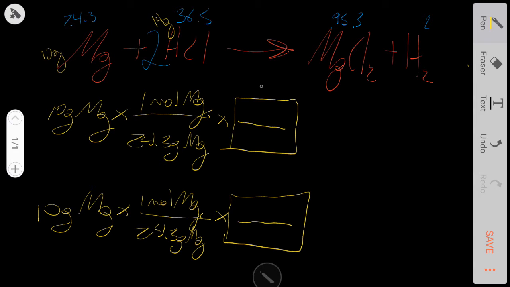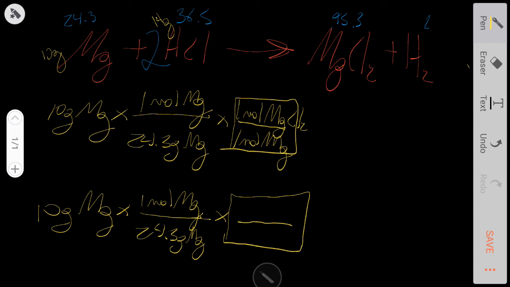So on the top one, I'm solving for magnesium chloride. To get to magnesium chloride, I have to get rid of magnesium, so magnesium is going to go on the bottom. If I look at my ratio, it looks like my coefficient for magnesium is 1, so I'll put 1 mole magnesium down here. And on top, we're going to put moles of magnesium chloride, and it looks like my coefficient's 1, so 1 mole magnesium chloride.